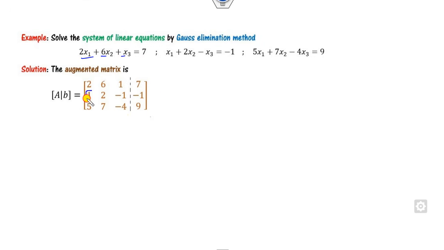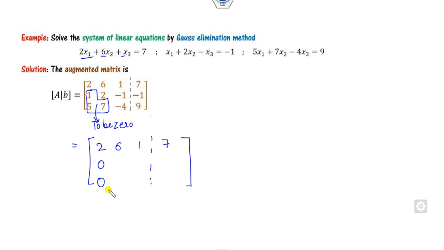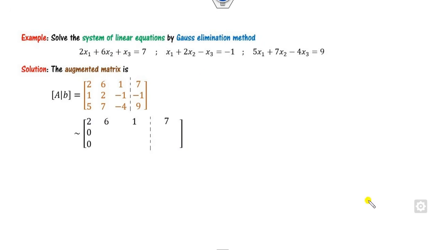Now your target is to make these three values 0. So how can you make them? That's very simple. Firstly, write the first row as such, and the first column as 0. Now, you remember how to apply the elementary row operations like R2 and R3 to make these values 0.